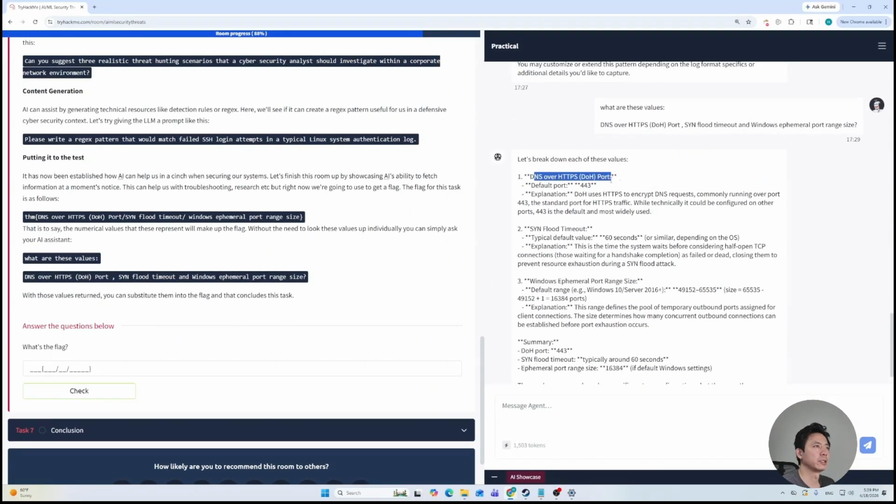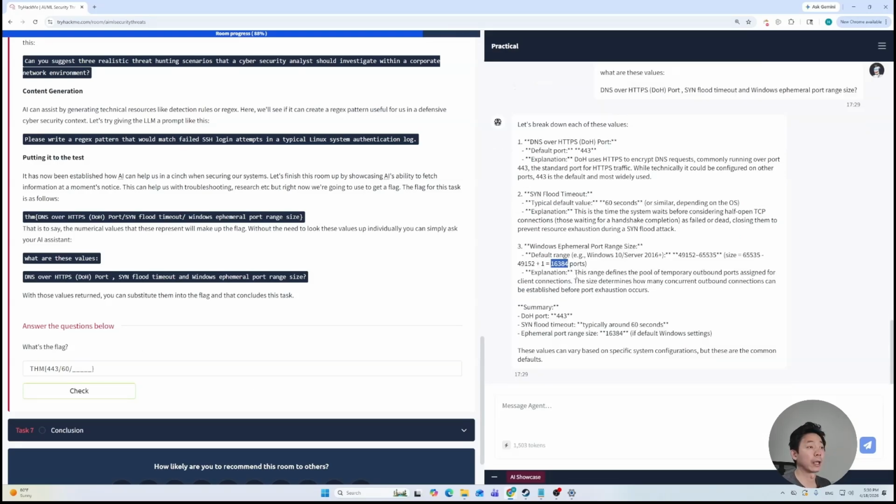DNS over HTTPS, default port is 443, so it's going to be 443. The timer is 60 seconds, so that's going to be 60. And the Windows ephemeral port range size is 16,384.